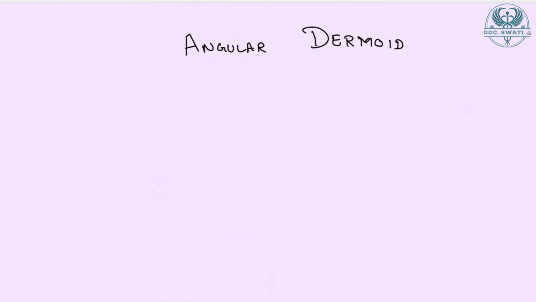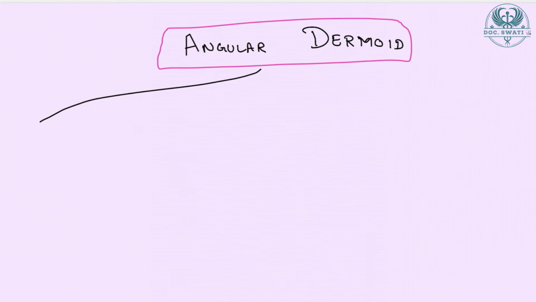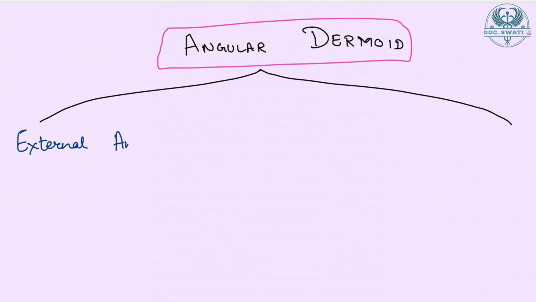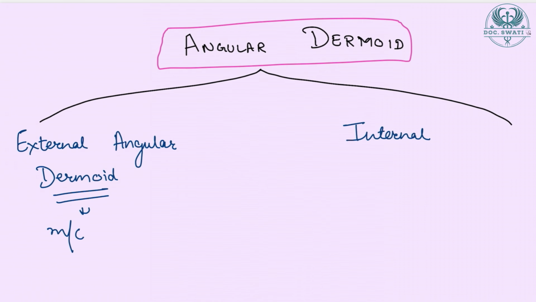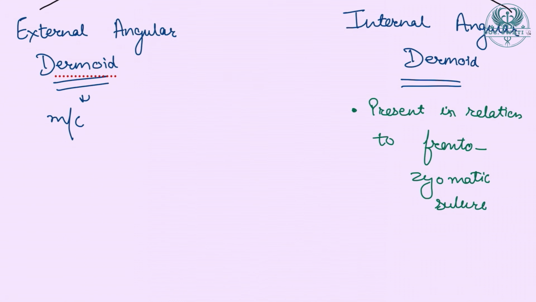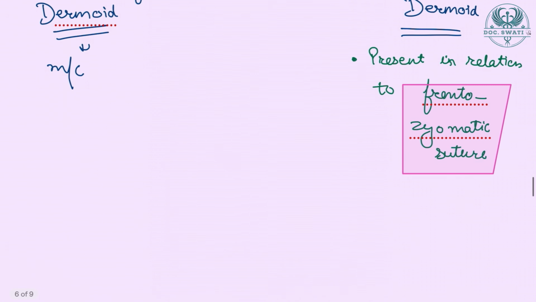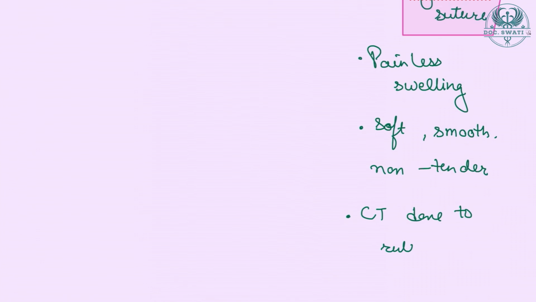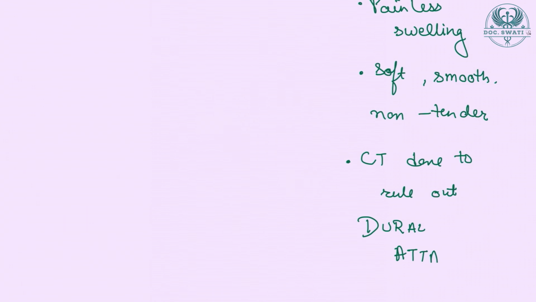Angular dermoids are divided into two subtypes. First, we have external angular dermoids, and this is the most common type of dermoid. Second, we have internal angular dermoid. It's present in relation to frontozygomatic suture. It includes painless swelling. It's often soft, smooth and non-tender. CT is done to rule out dural attachment.